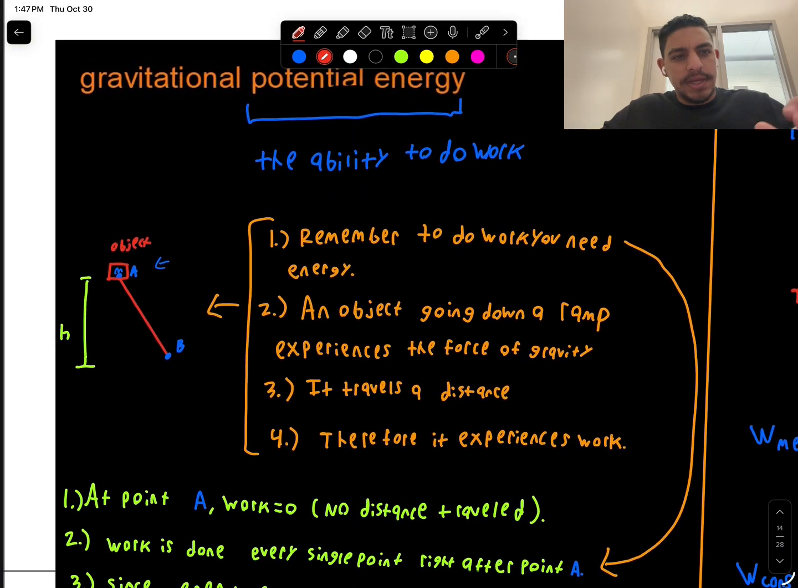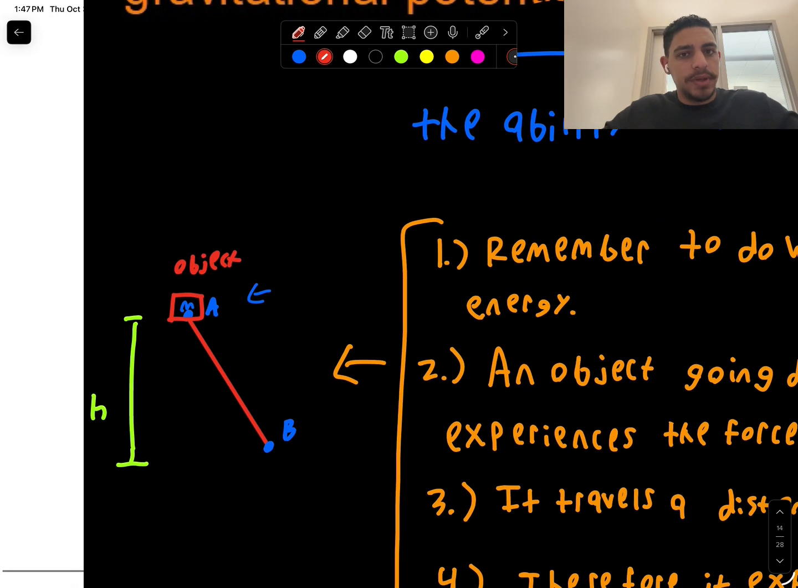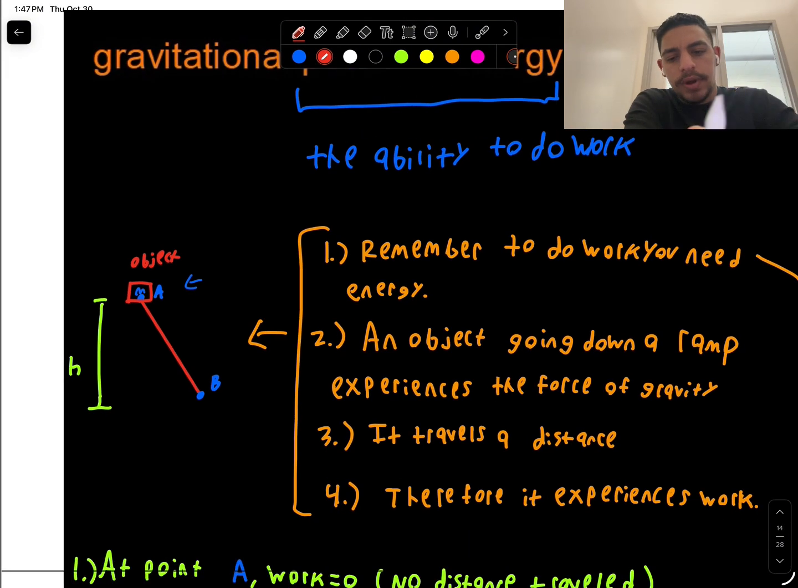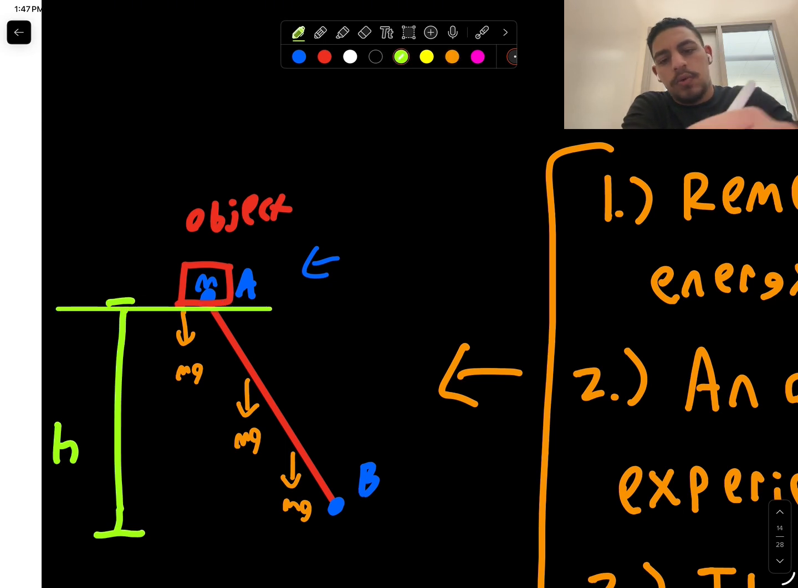So what is this concept of potential energy? To make this easy, let's start with gravitational potential energy. What I want you to look at is this object right here in red with some mass. The only force acting on it is mg, the force of gravity, along the entire distance. At point A, right here, work is equal to 0 because nothing's happening. The object is just sitting there.